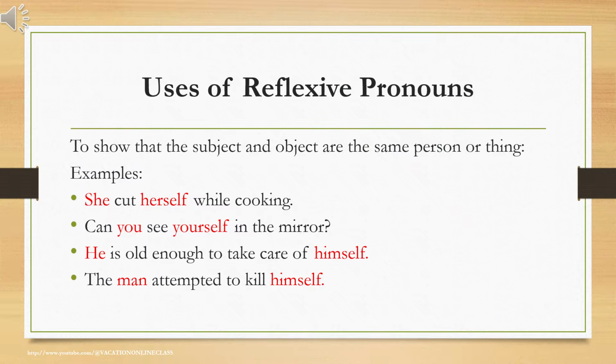Uses of reflexive pronouns. When do we use them? 1. To show that the subject and the object are the same person or the same thing. Example, she cut herself while cooking. So she was the one who cut herself. Can you see yourself in the mirror? So you and yourself refer to the same person. The subject is you and the object is yourself.